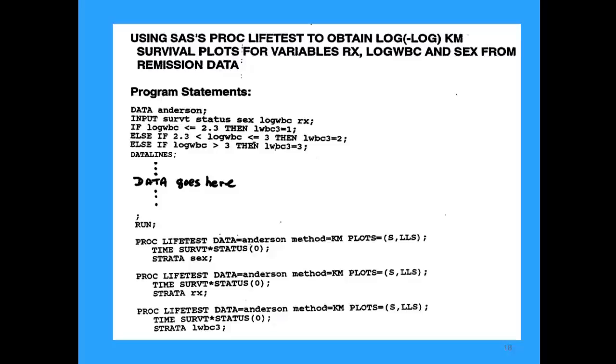Okay, now look at the bottom of the slide. Have you seen these statements before? The answer should be yes, because these are the statements I wrote down when I was getting Kaplan-Meier curves for these three variables: sex, treatment, and log white blood cell count, right? Those are the three statements I wrote. But you notice where it says plots SLLS? Because I want to check the proportional hazard assumption, I don't want to focus on the S, I want to focus on the log S.